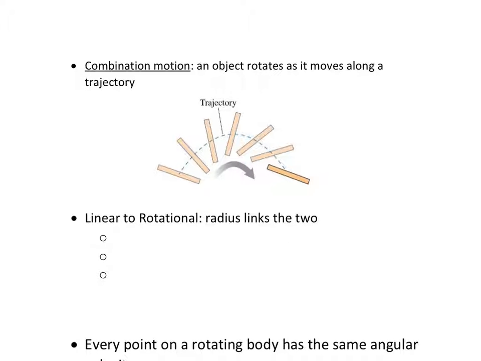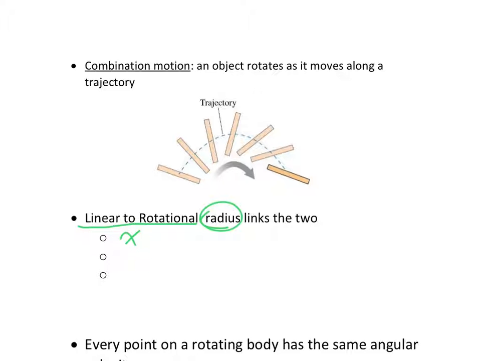So we've seen linear motion, we've seen rotational motion. Now we're going to look at combination motion. And all that is, is an object that rotates as it moves along a trajectory. So it's an object that is rotating but also moving linearly as well. And whenever you're linking linear and rotational motion, radius is the key to linking the two. And we're going to use three simple translations, I guess would be the best word.